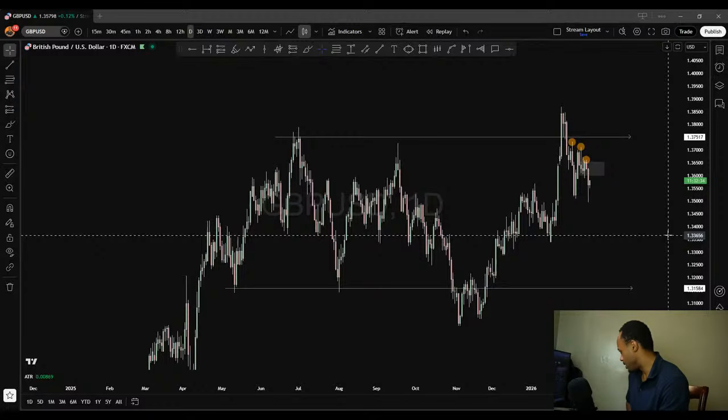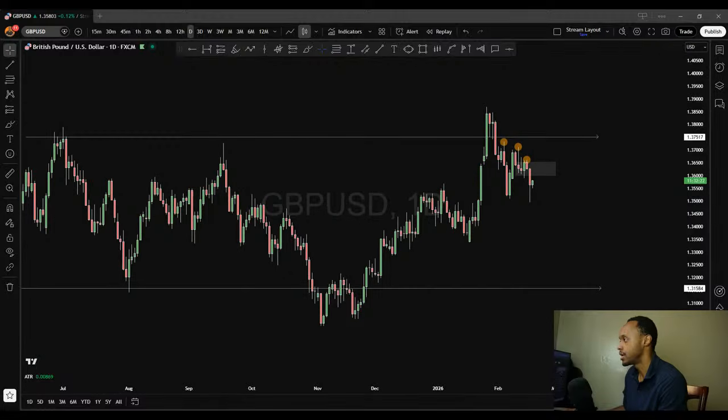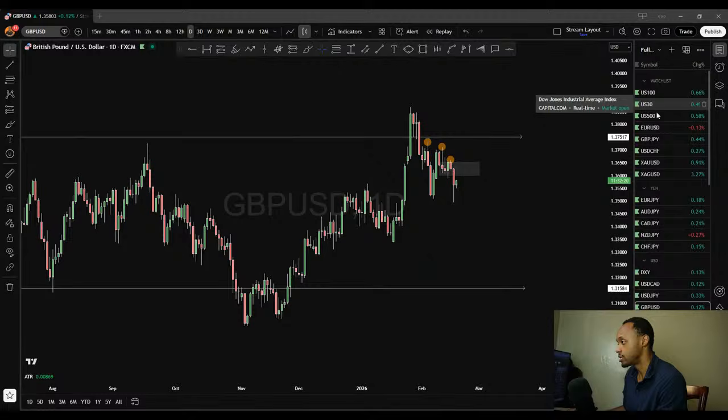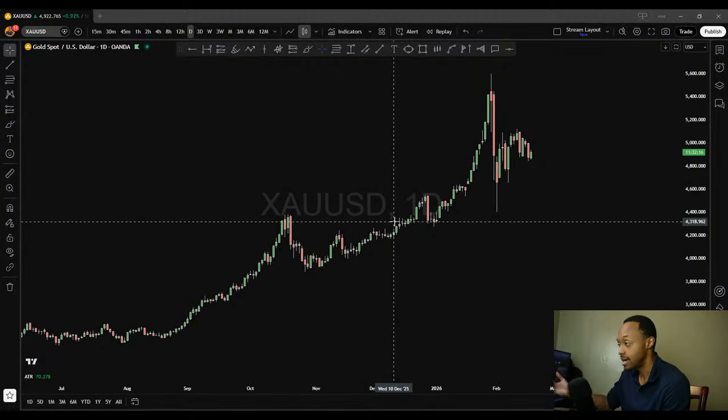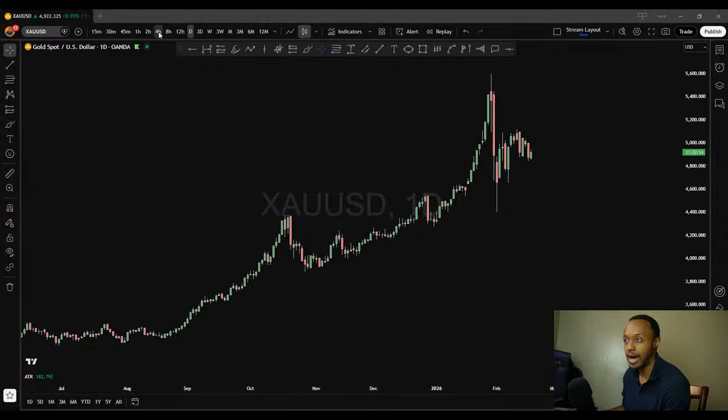Yes, we can take a look at pound yen 15-minute chart and the hour, no problem. Of course, if there's particular time frames you want me to take a look at, just drop in the chat. I'm more than happy to take a look. We'll start with gold, and then we'll take a look at dollar yen and pound yen. And of course, if there's any other requests, drop it in the chat. Happy to take a look.